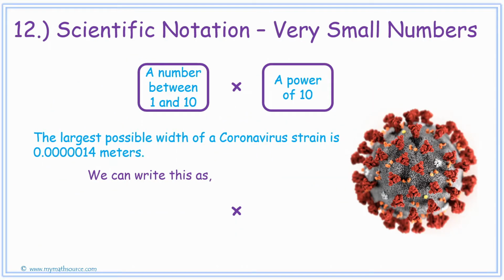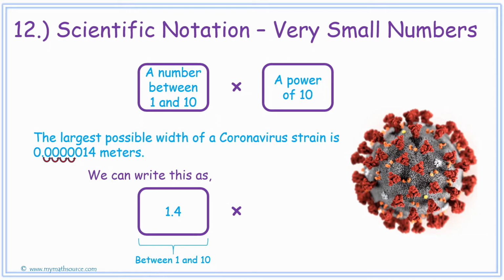Alright, remember our question has said the largest possible width of a coronavirus strain is approximately 14 microns, or 14 millionths of a meter. Because we know the decimal point has to be between the 1 and 4, we now just need to count how many times we move it to the right to see what our negative power would be in the base 10. 1, 2, 3, 4, 5, 6. That means our base 10 would be 10 to the power of negative 6. So our answer is 1 and 4 tenths times 10 to the power of negative 6.